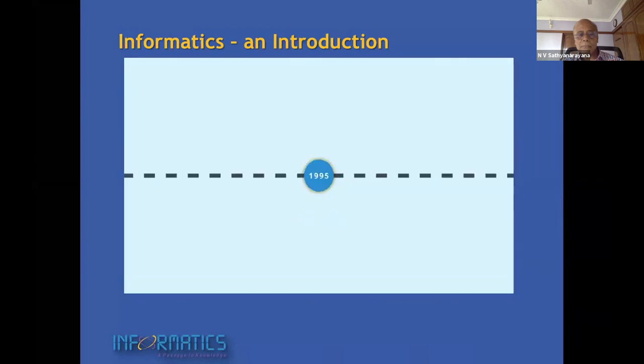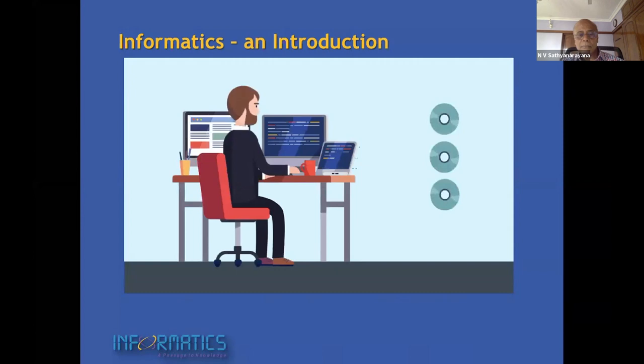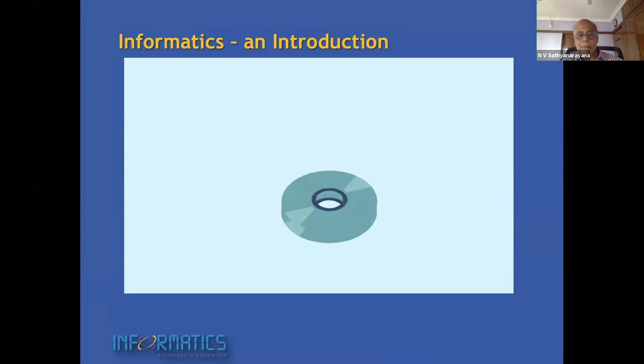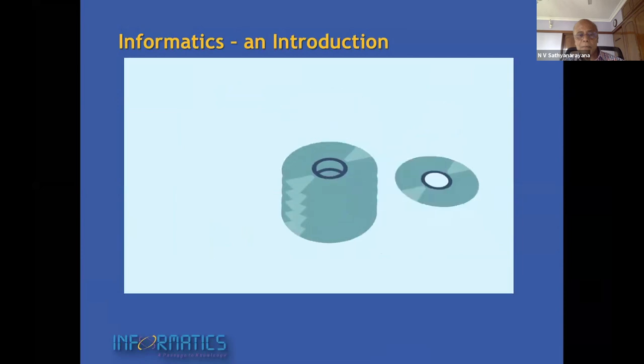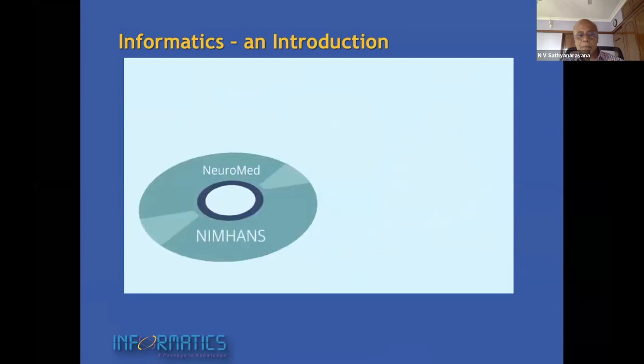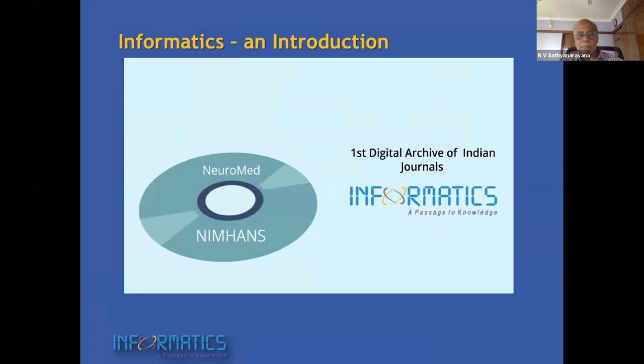Credited with the enviable reputation of pioneers in the online and CD-ROM-based information business in India, Informatics started creating new digital information products through the 1990s. Neuromed on CD, a product initiative funded by NIMHANS Bangalore, was the earliest e-journal archive in India for Indian medical journals.